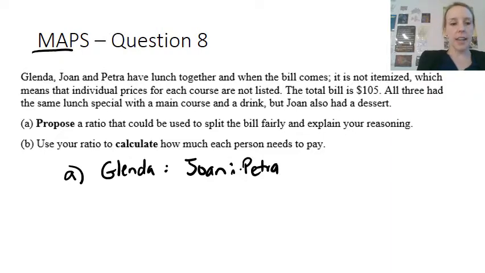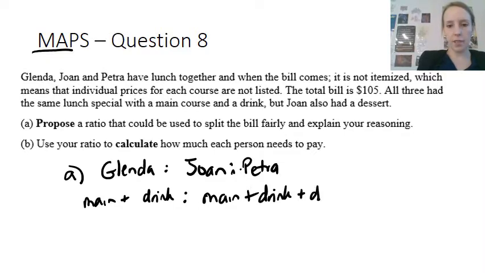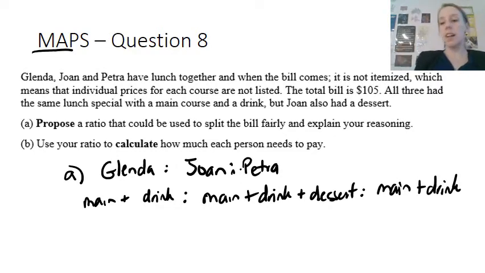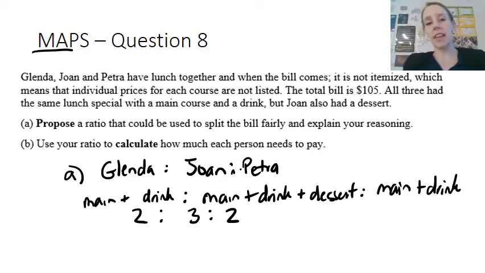Okay, so what did Glenda have? So Glenda had a main plus a drink. Joan had a main plus a drink plus a dessert. And Petra had a main plus a drink. Okay, so if I'm assigning numbers to this, Glenda had 2 things, Joan had 3 things, and Petra had 2 things. So that could be my ratio there. So that's 2:3:2. So why have I used that ratio? Well, obviously you'd write this down. I'll write it down.